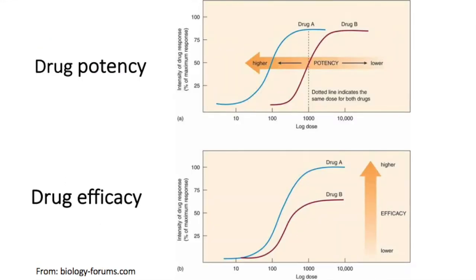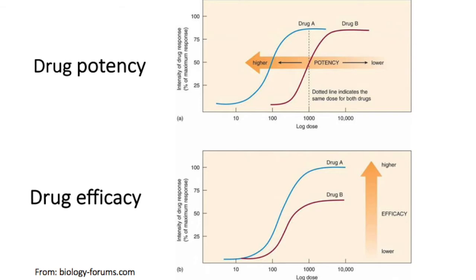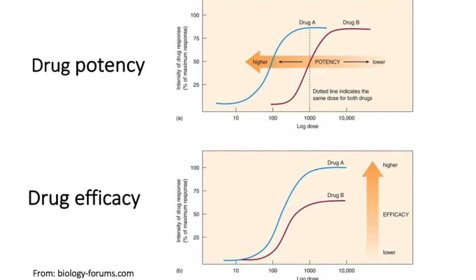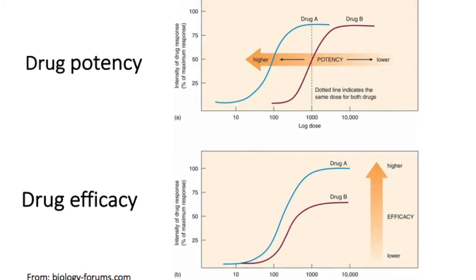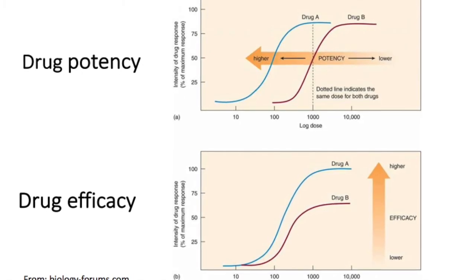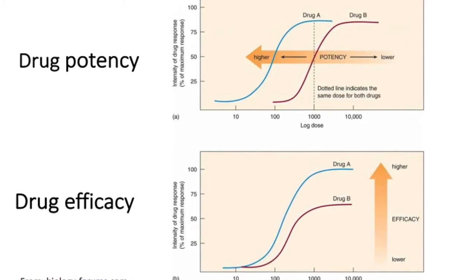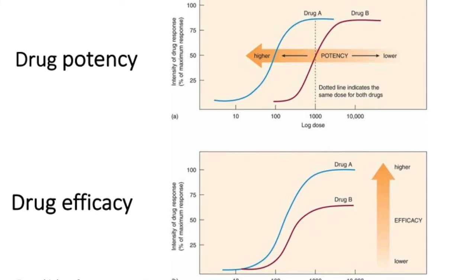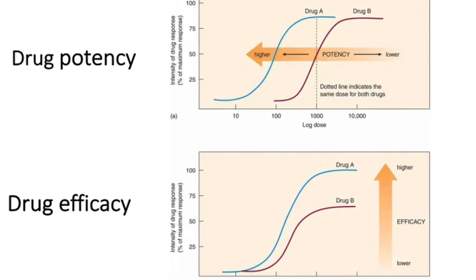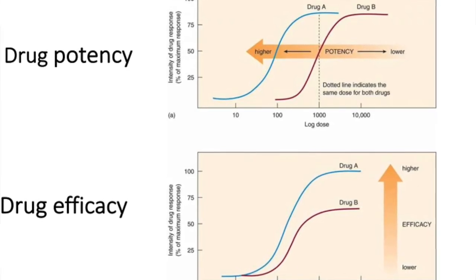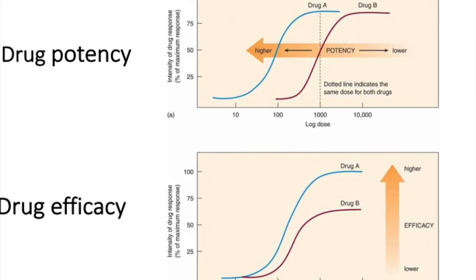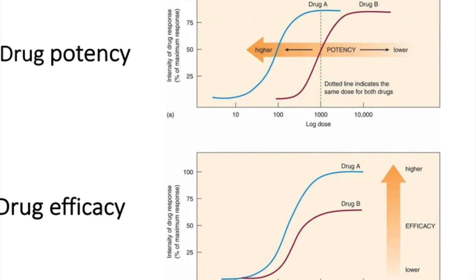We can use concentration effect graphs to compare different drugs that have the same effect. In the top figure, we see two drugs that have the same maximal effect, but higher doses of drug B are needed than drug A to achieve the same effect. We therefore say that drug B is less potent than drug A. In the figure below, we see two drugs with different maximum effects. We say that drug B is less effective than drug A.